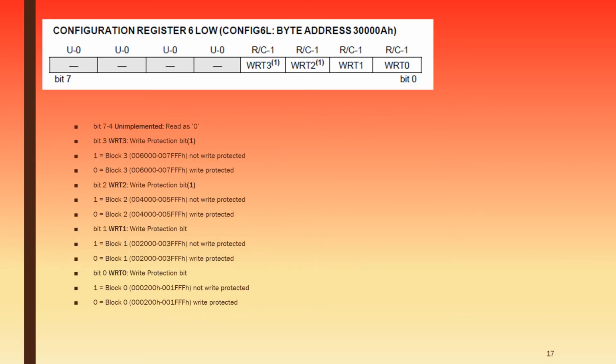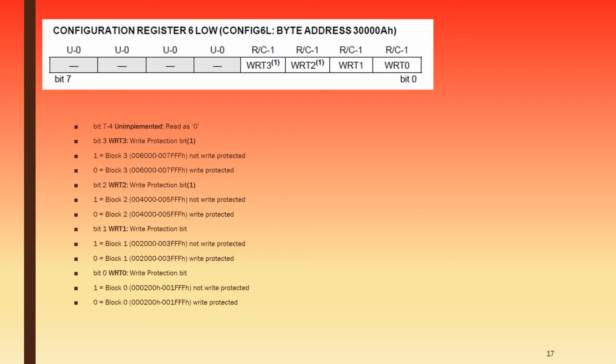Then configuration bit 6, that is low, byte address is 3000AH. So here it is from 7 to 4, read as 0. Bit 3 is WRT3 write protection bit. Block 3 that is 00600 to 007FFFH. It is not protected, otherwise it is protected. Bit 2 is write protection. Again, block is 00400 to 005FFF.